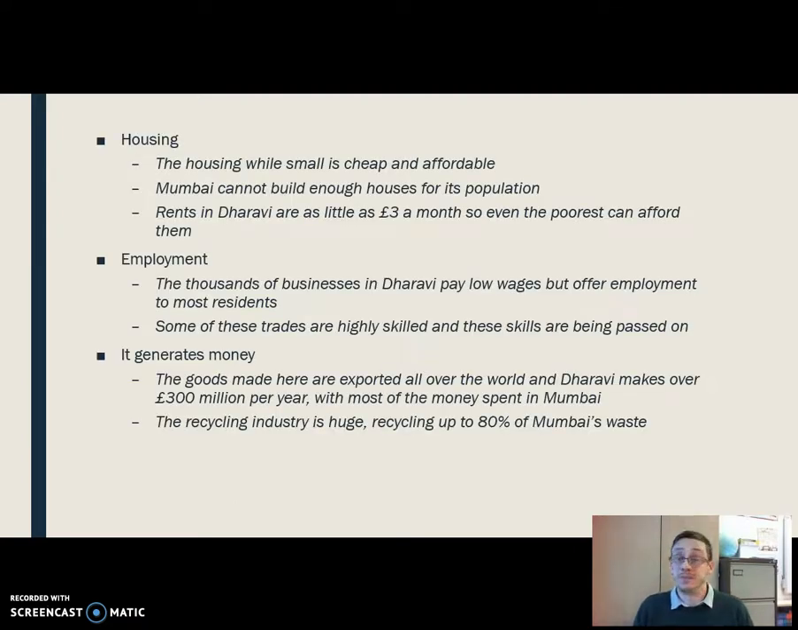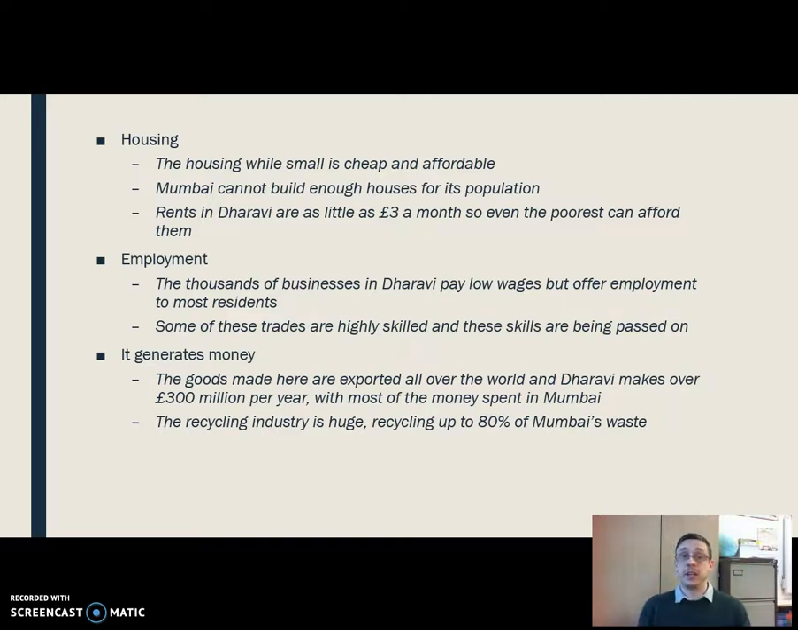Housing. Right. It is small, it's tiny, we've really made that point, it's cramped and everything as well, but it's cheap. Mumbai can't build enough housing. We mentioned this in the previous video. Mumbai can't build the houses at an affordable rate for the people that are coming into the city. Now, in Dharavi, you can have a house for as little as £3 a month. So even the poorest people can afford it with the work that they get paid for in Dharavi.